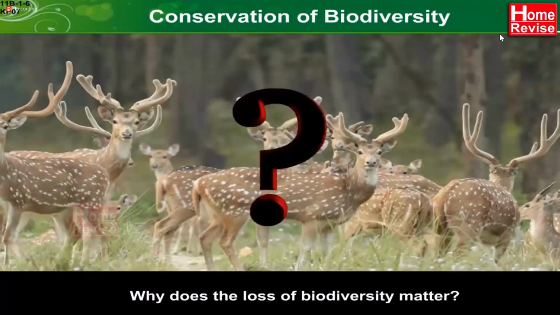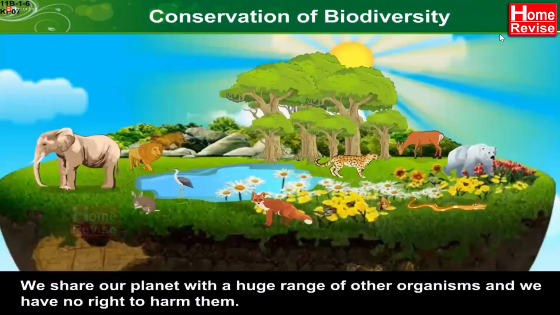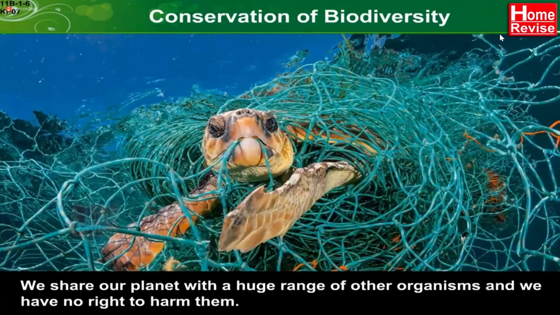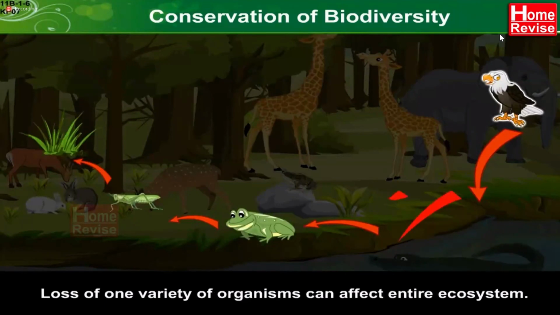Why does the loss of biodiversity matter? For many people, it is a simple moral or ethical issue. We share our planet with a huge range of other organisms, and we have no right to harm them. Biodiversity helps to maintain stability of an ecosystem. Loss of one variety of organisms can affect the entire ecosystem.